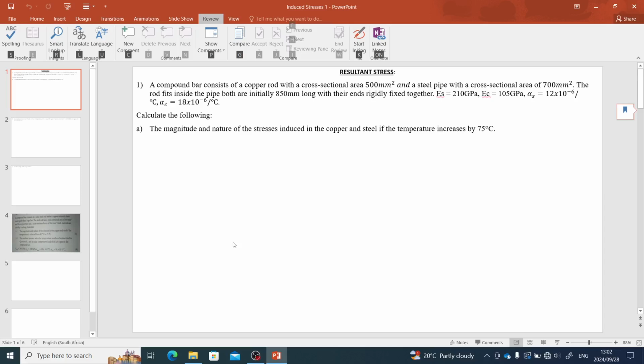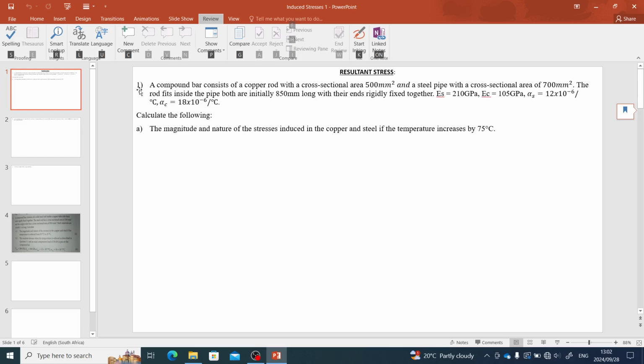Application of your compound bar and inducement of temperature stresses. Okay, let us do that application. Okay, we are given an equation here.